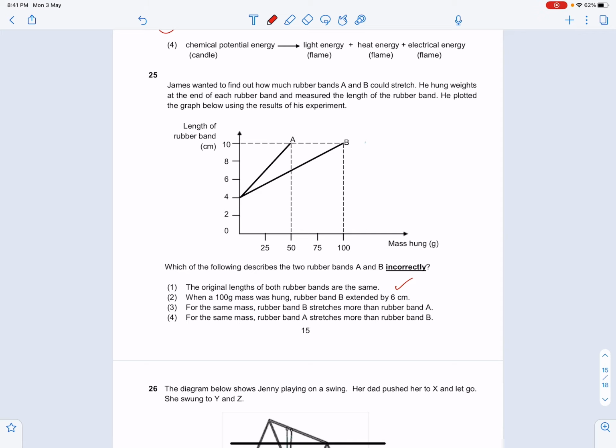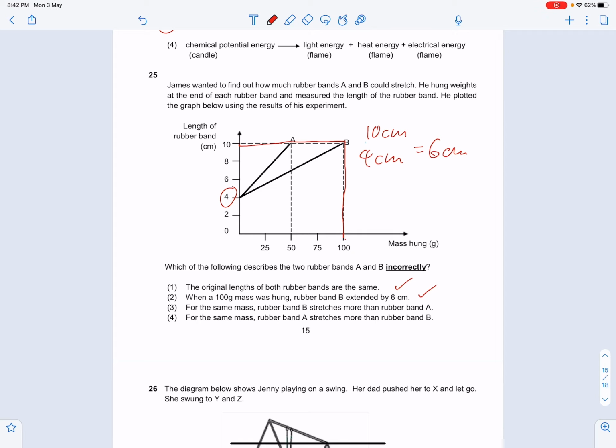Now, in this case, at 100, we know that B is at 10 cm. The original length was at 4 cm. So if we take 10 minus 4, it's actually 6 cm. So this is also correct. So that's not the answer.